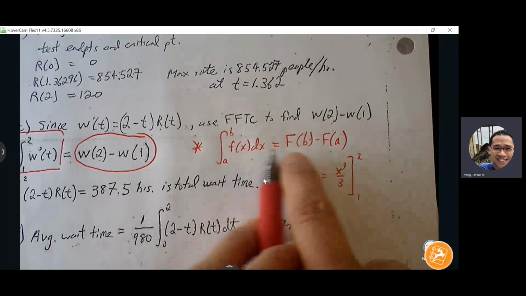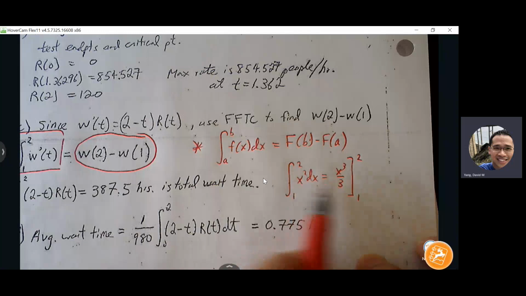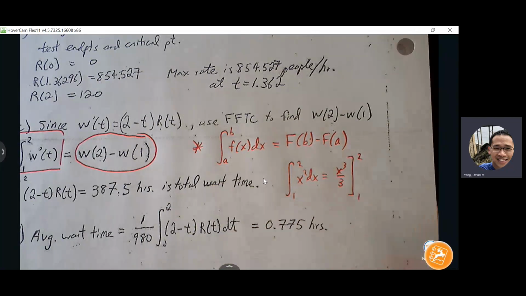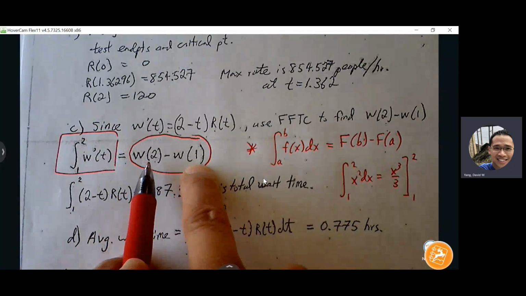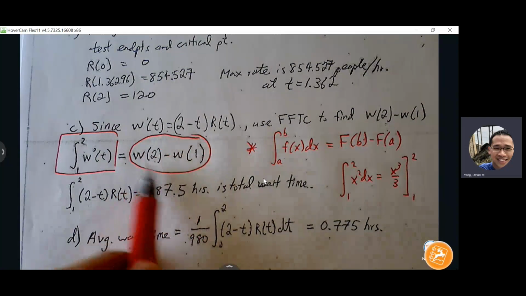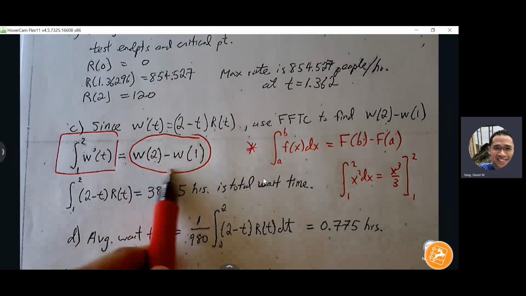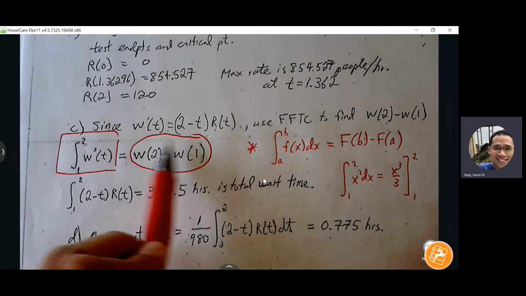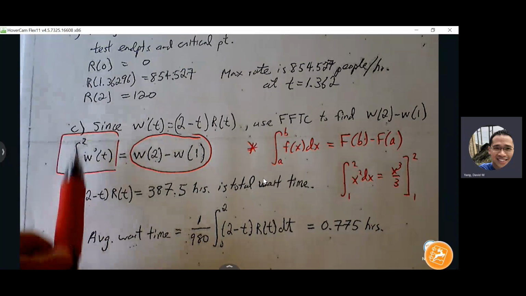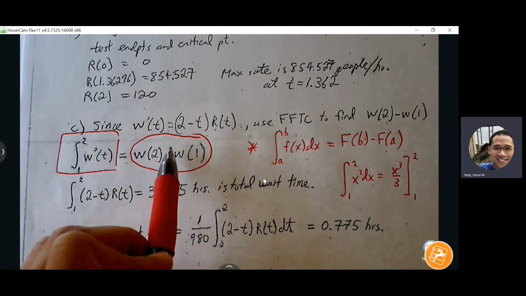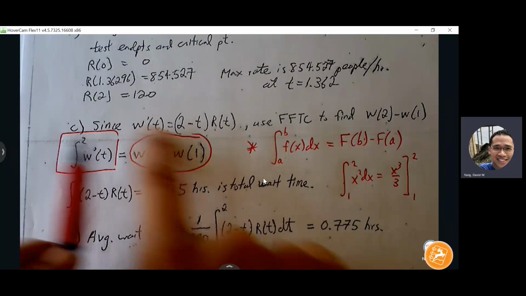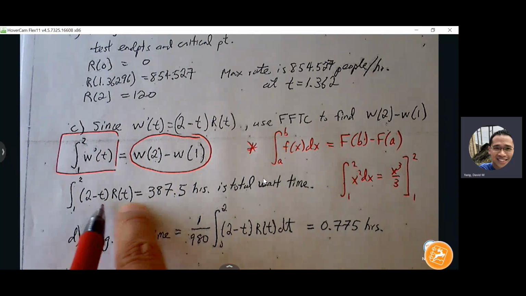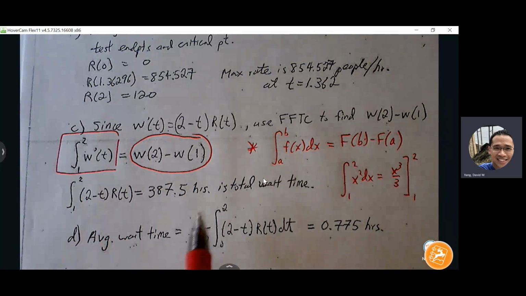So lowercase to uppercase means you're taking the antiderivative by whatever means possible, and then when you plug in your upper and lower bound, that is the process of evaluating your antiderivative. So that's what this is saying: W of 2 minus W of 1 is basically asking you to do the definite integral. If I have W prime, I can just take the antiderivative, and that is what I'm going to end up with. So it's a roundabout way of saying take the antiderivative of this, which I have the function for. W prime is this, and I just enter this in the calculator. I get 387 is my total wait time.